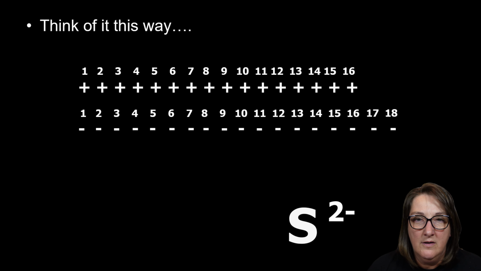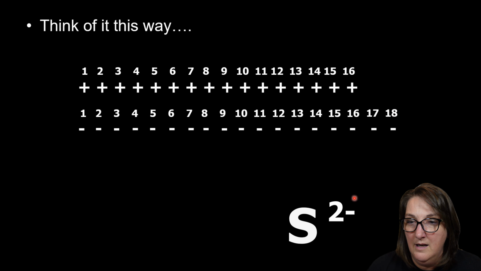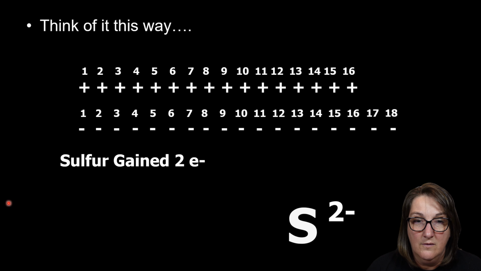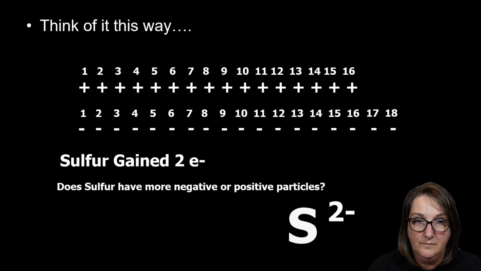And if you're still kind of confused about it, think of it like this. I had sulfur. Sulfur has 16 protons and it has 16 electrons. But I brought in 2 more electrons, okay? So I'm going to have 2 more minuses, and that's where this is going to come in. So sulfur gained 2 electrons, so I'm going to be more negative by 2.